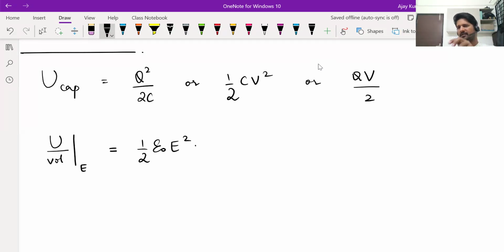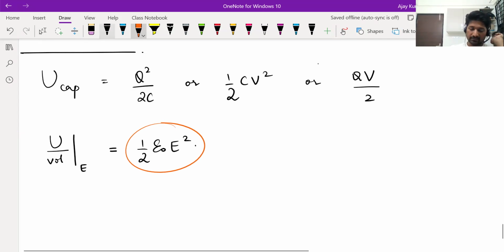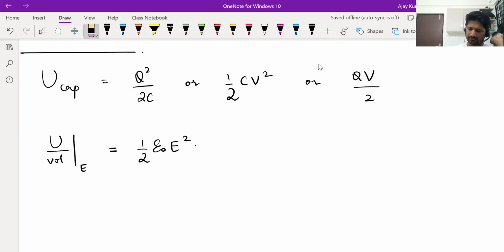We take help of a parallel plate capacitor to derive this because between the plates of a parallel plate capacitor, you have a uniform electric field. So it becomes easy to derive the result, but the result is true in general. For any electric field, you can use this formula. If you know the electric field at a particular place, then the energy density in that electric field, meaning energy stored per unit volume in that field, is half epsilon naught E square.